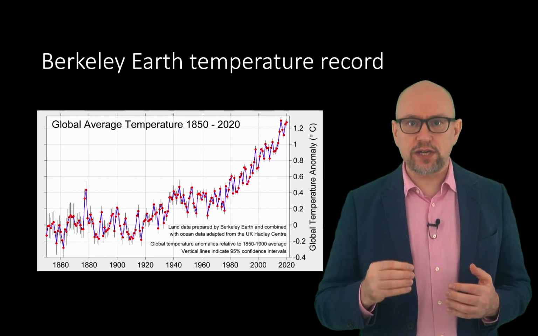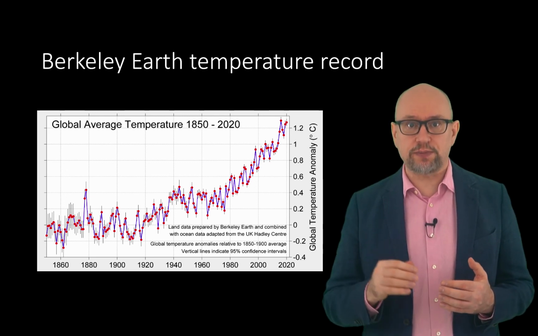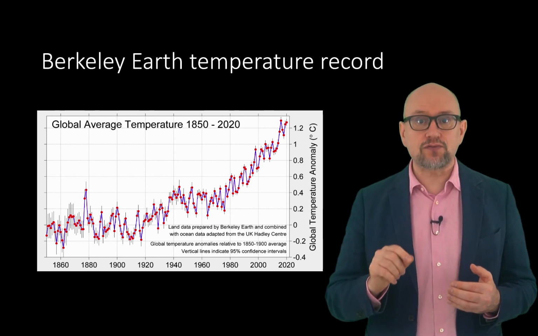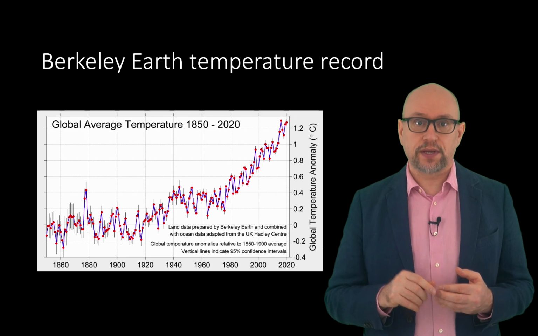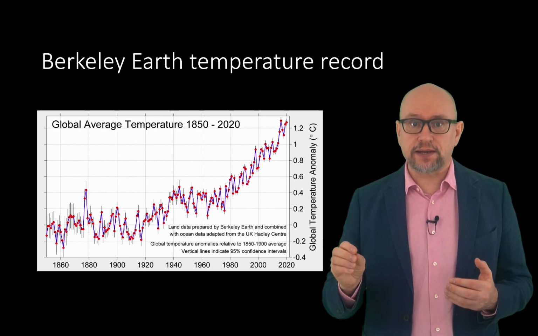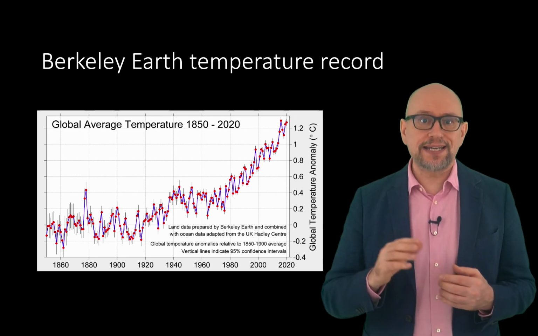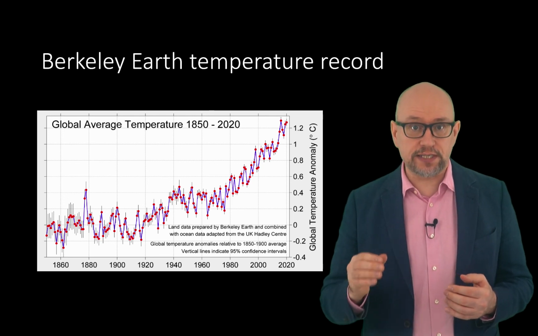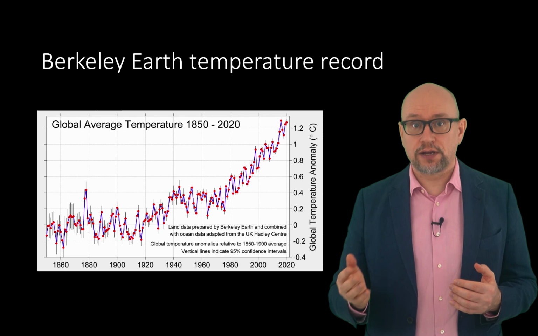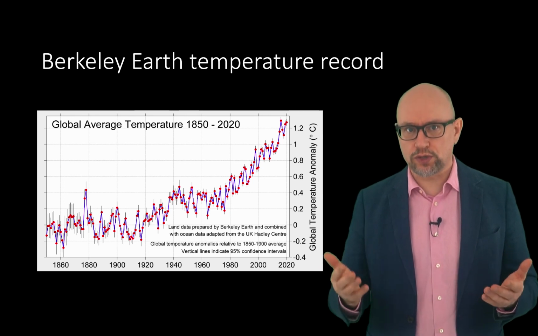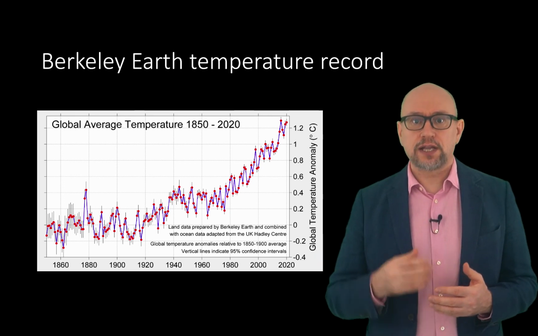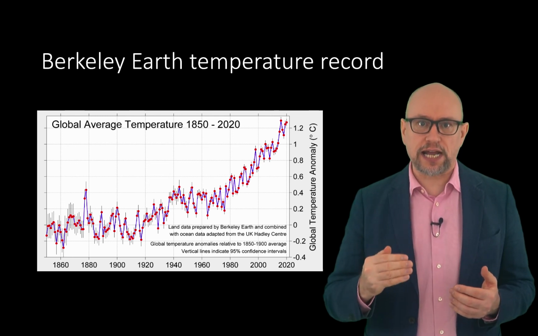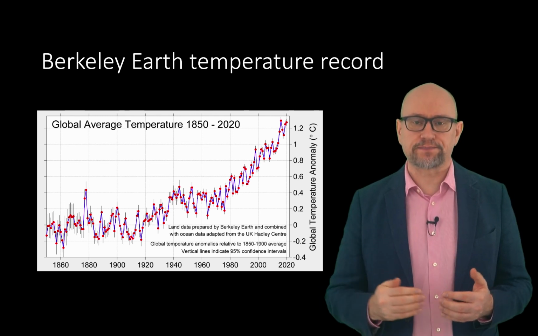If instead we use the 1850 to 1900 period as a proxy for pre-industrial temperatures, then the temperature rise is even greater. The Berkeley Earth dataset here gives a temperature rise a little in excess of 1.2 degrees Celsius. The IPCC in the 6th assessment report reports this temperature rise as 1.1 degrees Celsius. The observational temperature record does appear to confirm that global average temperatures are increasing.